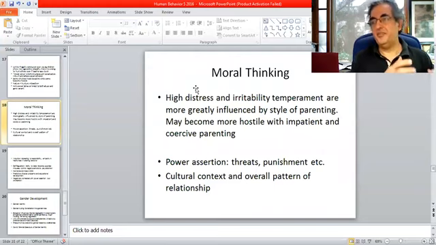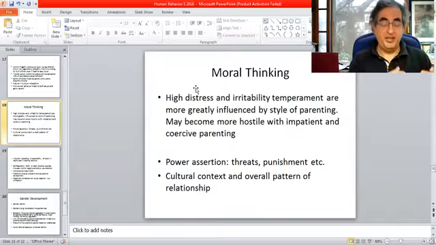So this is primarily power assertion and it's effective, but what you find, as you would expect from learning theory, is that it sometimes causes an adverse reaction, hostility. Often parents become a sort of stimulus control. So when they're not present, the moral behavior does not happen.